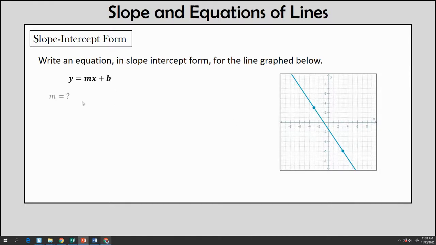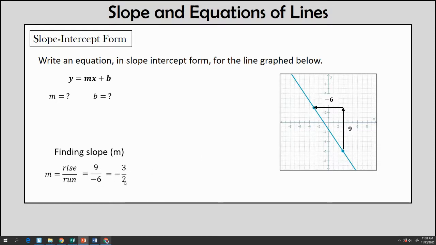Okay, they don't really give me the slope either, right? They don't give me the slope. I can find it easy enough. So they don't give me either one of these. Okay, so the first thing I'm going to do is find the slope. Okay, rise of 9, run of negative 6, right? Up is positive, to the left is negative. So I'm going to get 9 over negative 6, which reduces to negative 3 over 2. All right, so I know the slope now.